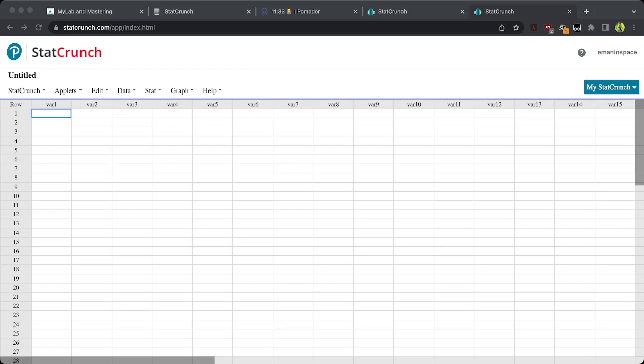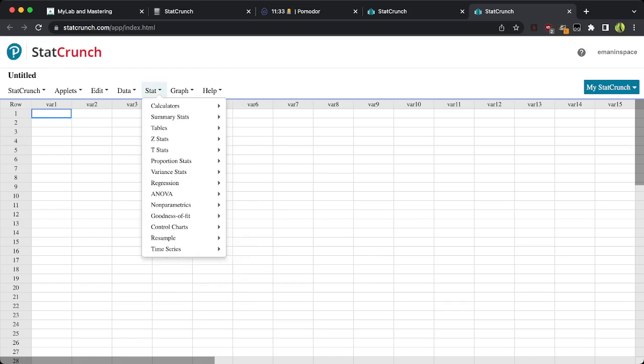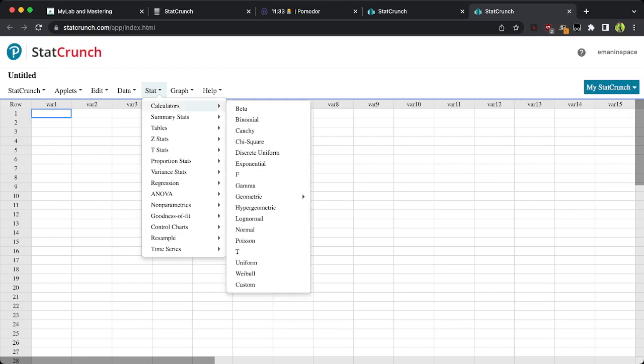Okay, so here I'm at StatCrunch. We're going to use a thing similar to what we did with the normal distribution. We'll go to Stat, then Calculators, and then instead of going to Normal, we'll go to Binomial, which is the second one.